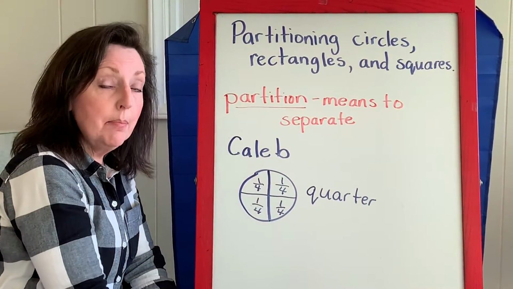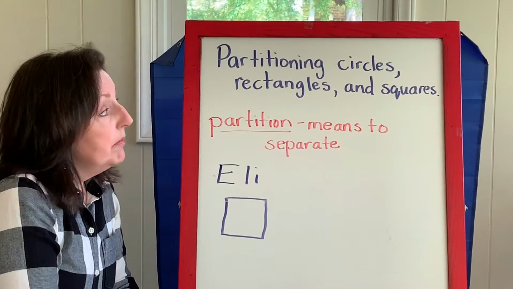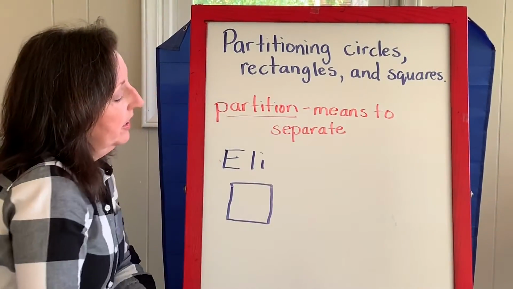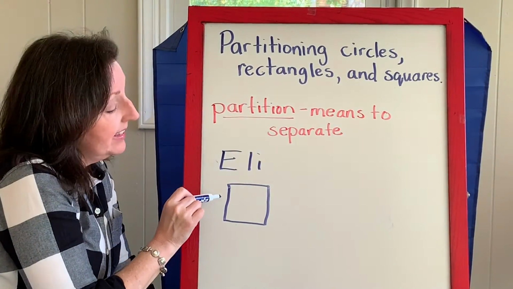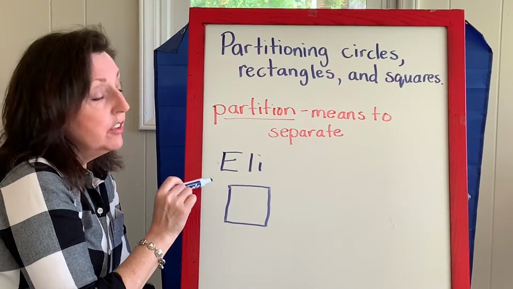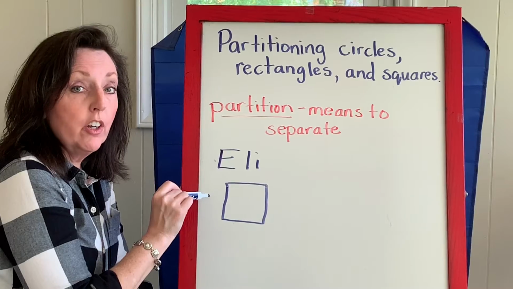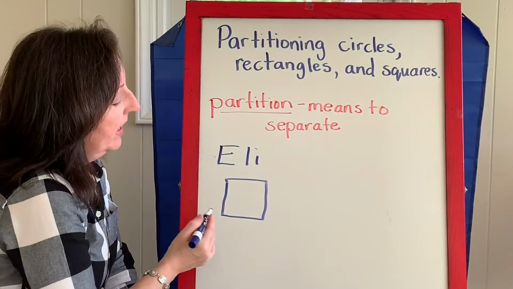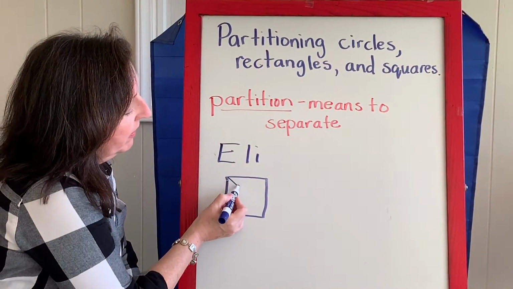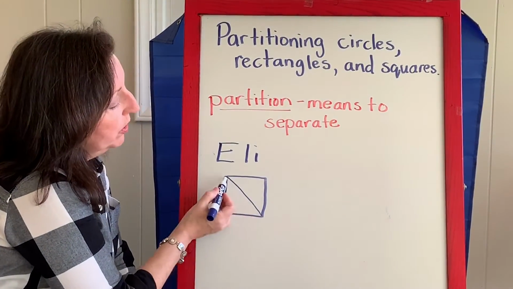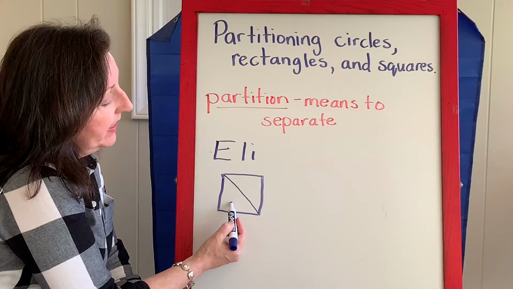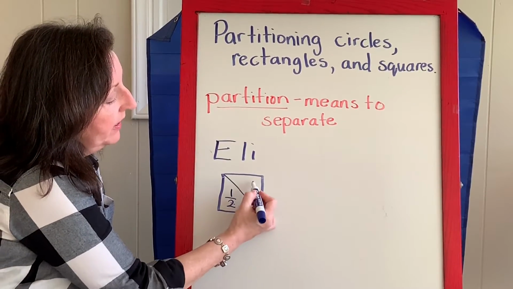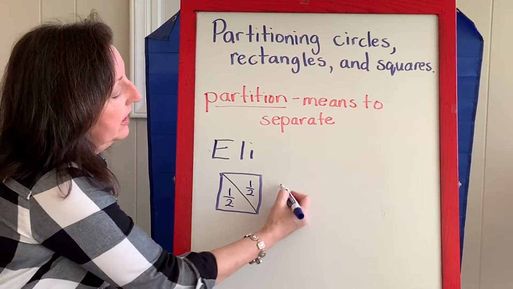Let's do a different shape now. Now we've been partitioning circles. Let's move on to a square. Eli's in this problem. This is Eli's square. Let's first partition this square into 2 equal pieces. There's lots of ways you can do that. You could go from corner to corner with a diagonal line. This piece and that piece are equal. That is 1 half and 1 half.